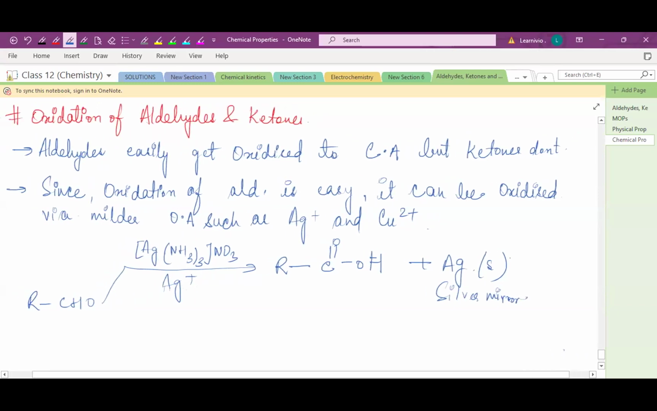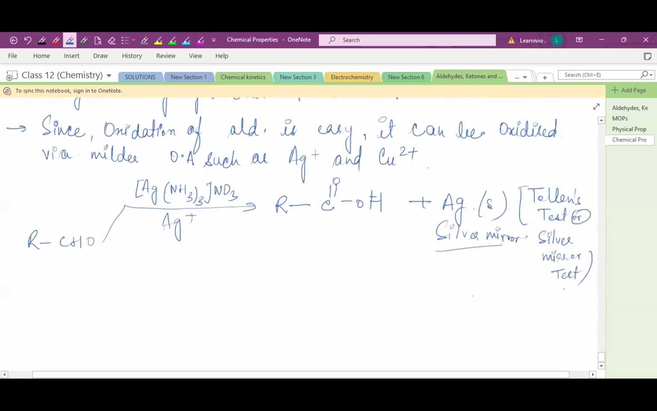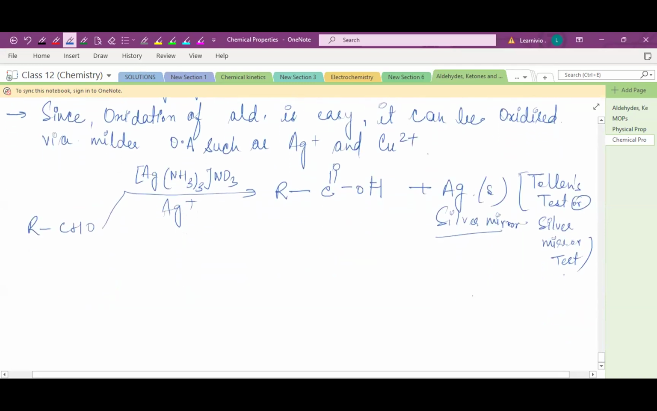So we can say that this reaction, this test, is known as Tollens test. In Tollens test, we use the Tollens reagent. What is Tollens reagent? Silver ammoniacal nitrate. This reaction and this test is also known as silver mirror test, because you can see this silver mirror is forming here, so that's why it is known as silver mirror test. When you perform in your lab, it will be very clear.